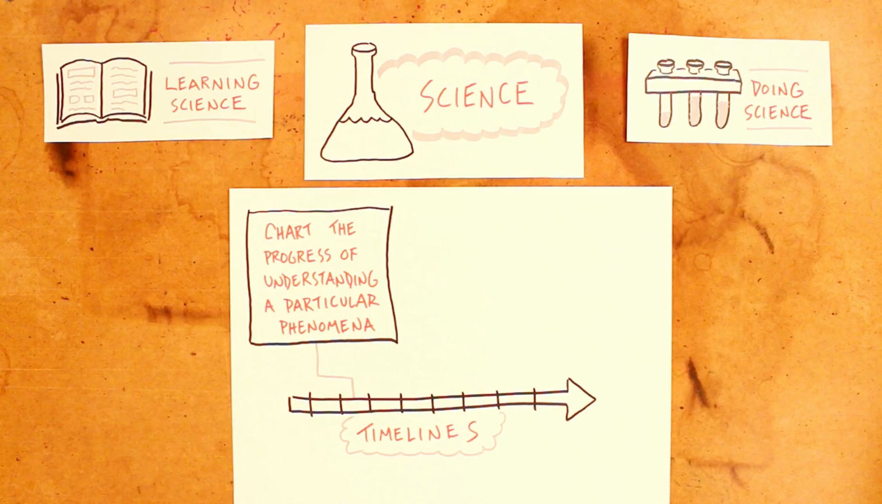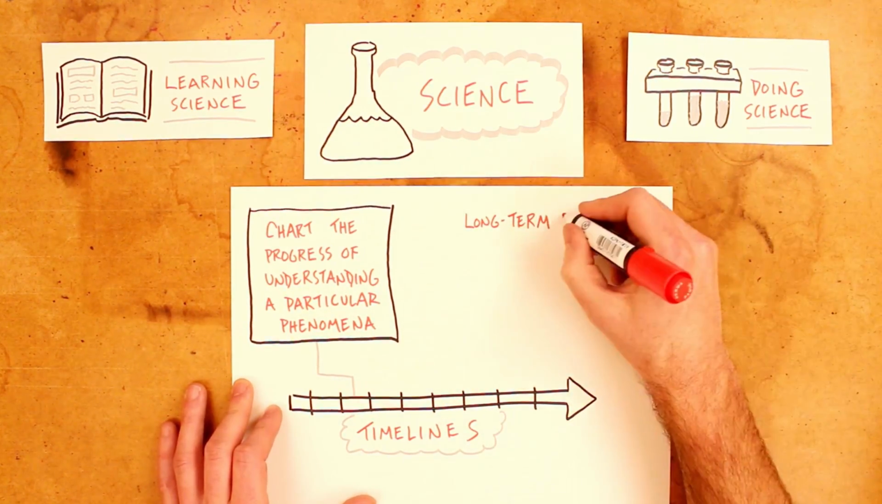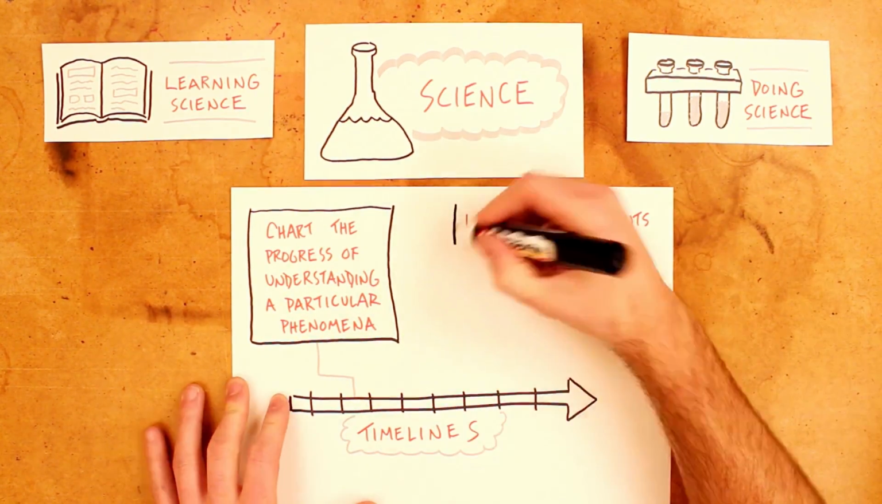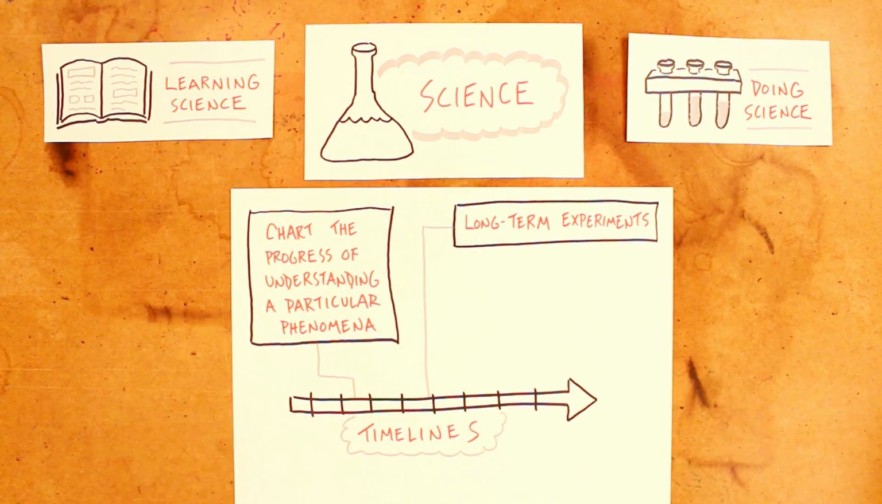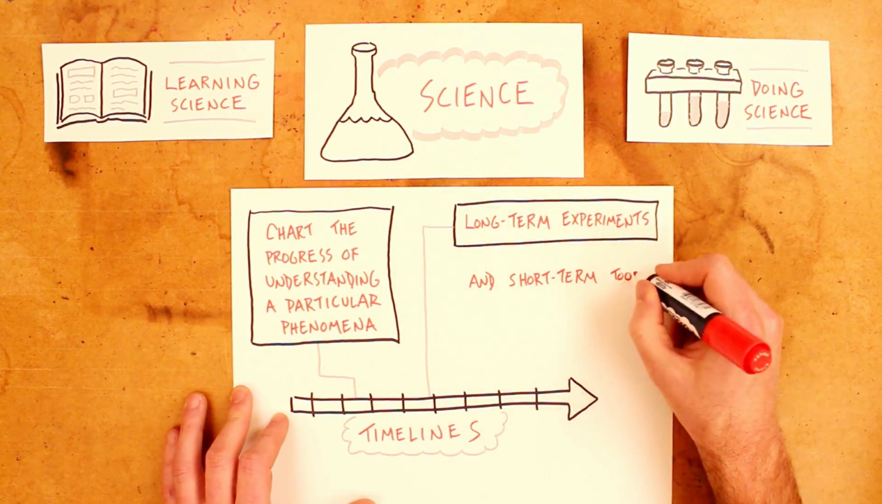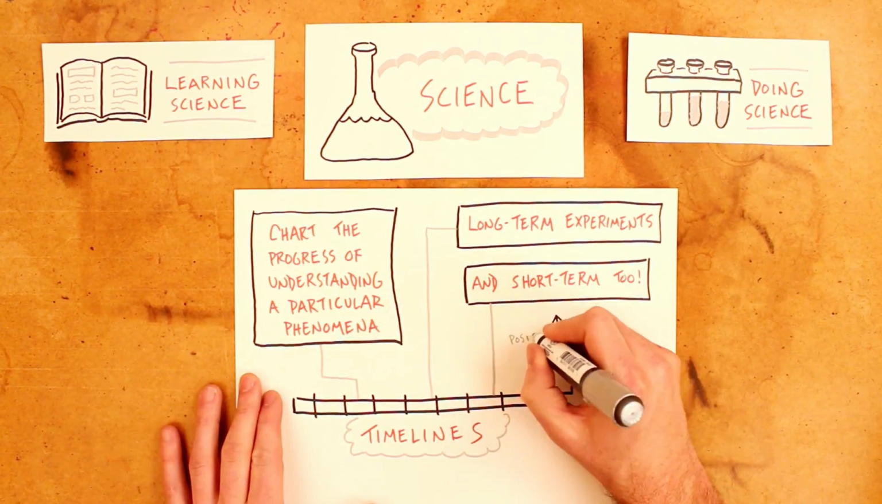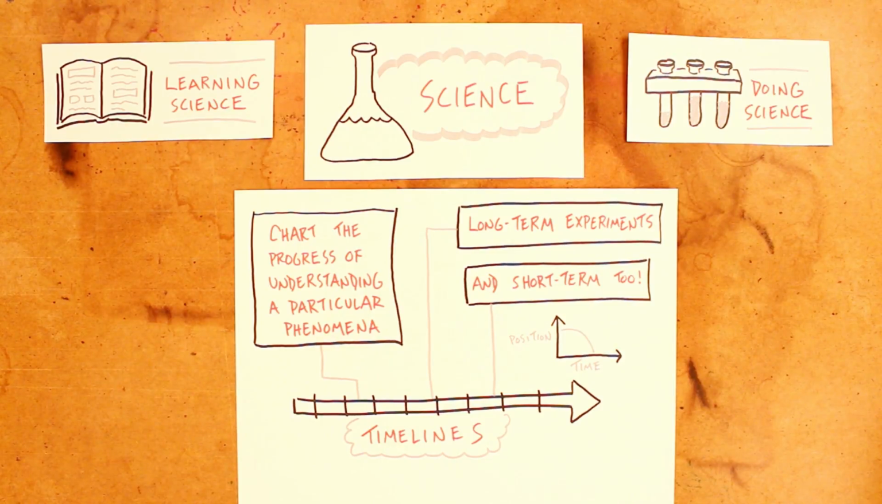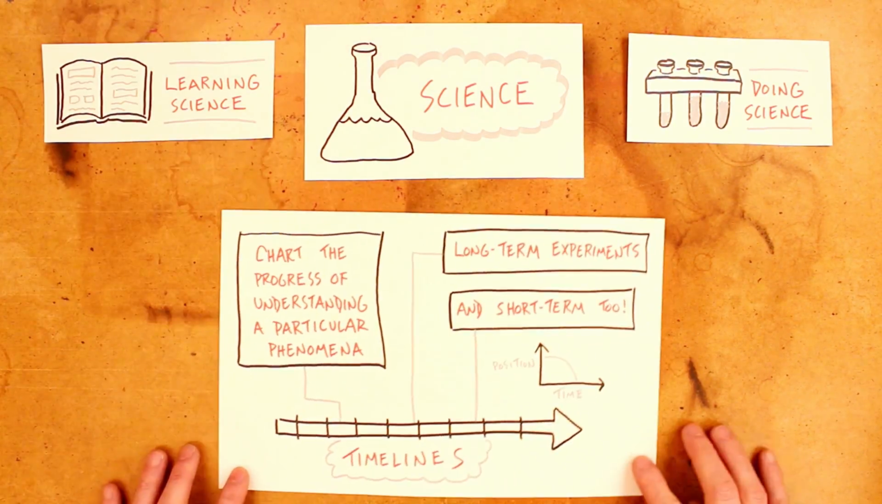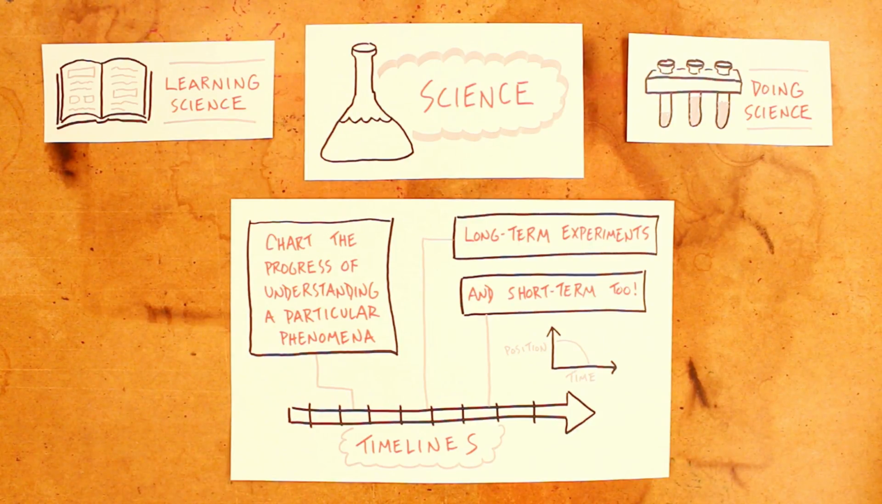When doing science, you can use a timeline when conducting a long-term experiment to show the progression of that experiment and the observations that you make of it over time. And in the world of physics, which is what my teaching background is in, graphs of position versus time or velocity versus time are simply specific versions of a timeline that can tell you a lot about the dynamics of the thing that you're observing move through space and time.